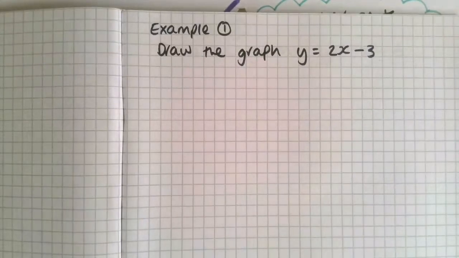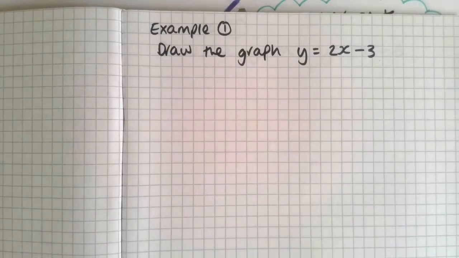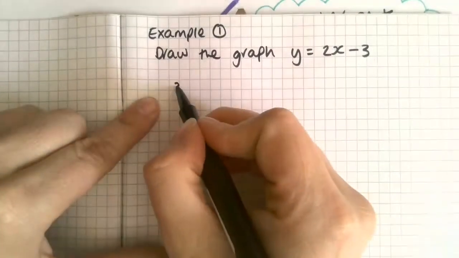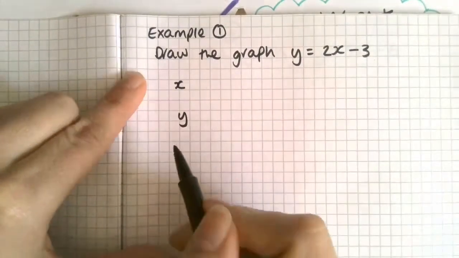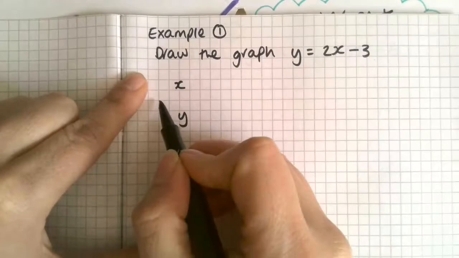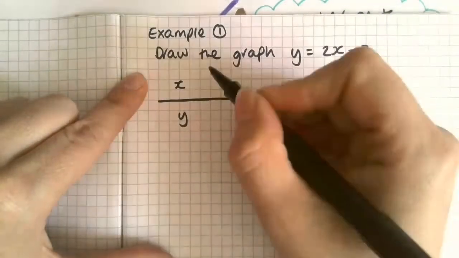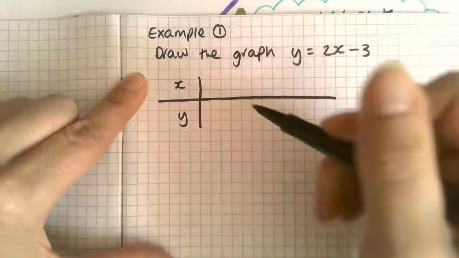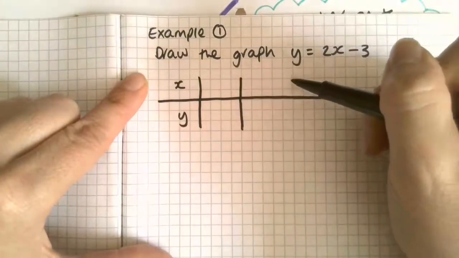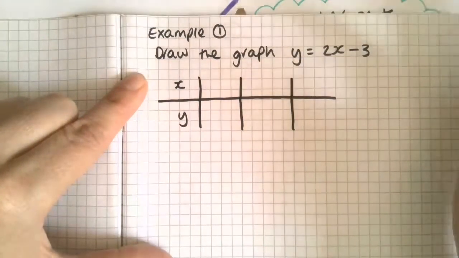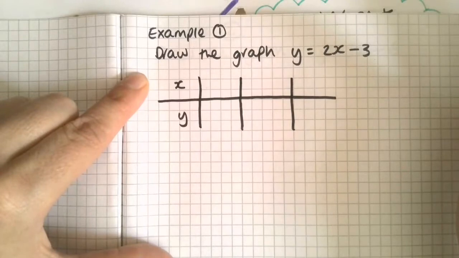Now, the first way that you can draw the graph, if you're just given the equation, is to do a table of values. So I would always draw out my x coordinate and then my y coordinate. Now, Miss Moni's going to kill me because I'm not using a ruler here. Sorry. Now, you need to pick at least 3 values for your x coordinate.